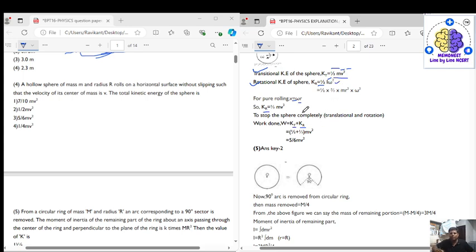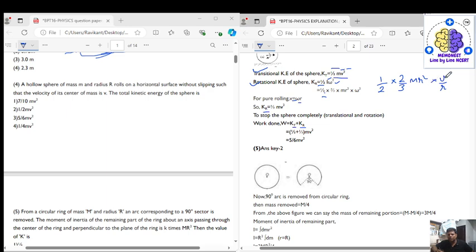How did we get 1 by 3 m v square? Because rotational kinetic energy is half I omega square. I for this hollow sphere is 2 by 3 m r square. So this 2 and 2 cancel out. What we have is half into I, where I is the moment of inertia of the hollow sphere, which is 2 by 3 m r square, right? Into omega square, and omega is written as v by r, right?